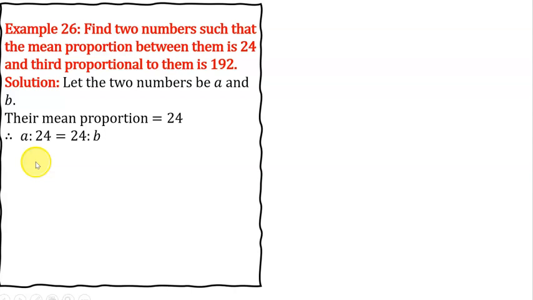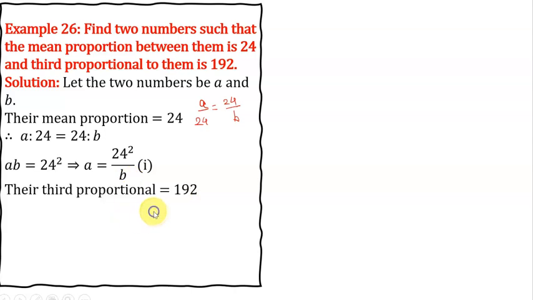Means a upon 24 is equal to 24 upon b. Then by cross multiplication, a into b is equal to 24 square. It implies that a is equal to 24 square upon b, and this is the first equation.